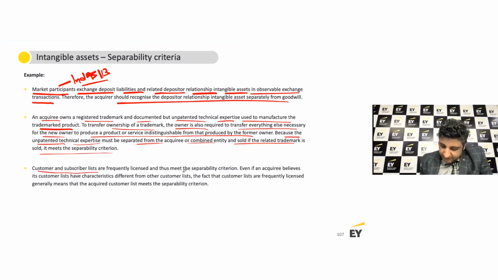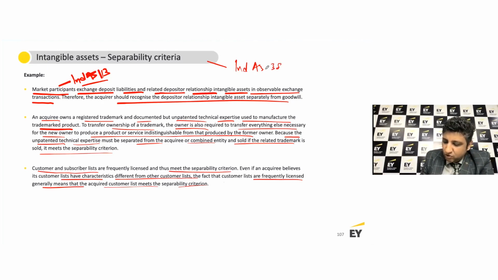Similarly, customers and subscribers lists would normally meet the separability criteria. So even if the acquirer believes that these lists are different from other customers lists, till the time these are licensable or licensed, they would meet the criteria of separability, right? Just generic thought process around what could probably be the examples around separability. This is more detailed, understood when you go back and look back at the Ind AS 38 standards discussion.